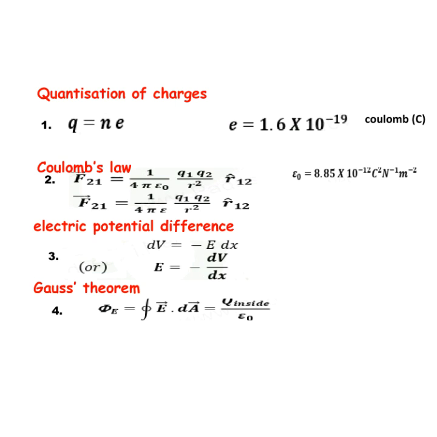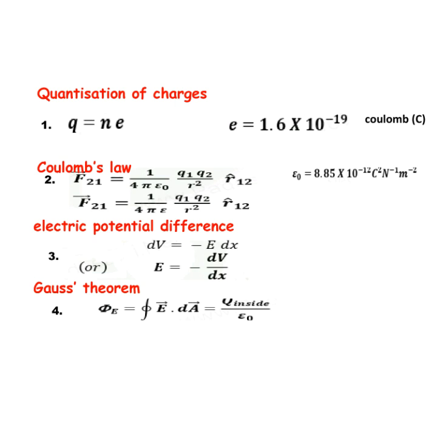The fundamental unit of electric charge e is the charge carried by the electron and its unit is coulomb. e has the magnitude 1.6 into 10 to the power of minus 19 coulomb. So charge can take only one of a discrete set of values. The charge Q is equal to n e, where n is an integer.